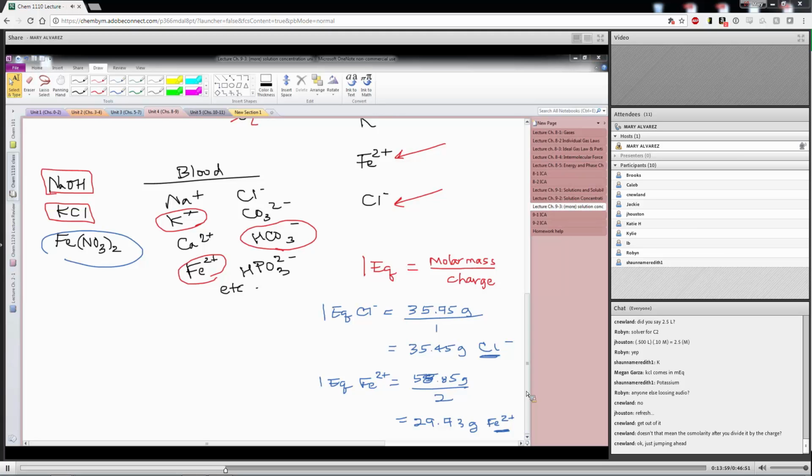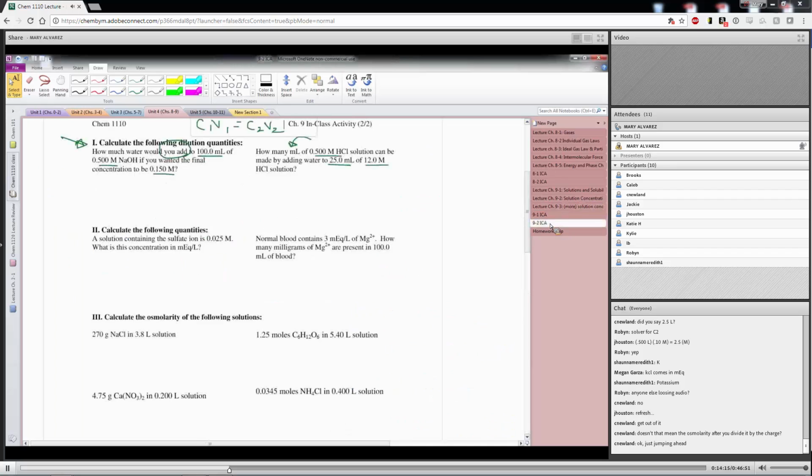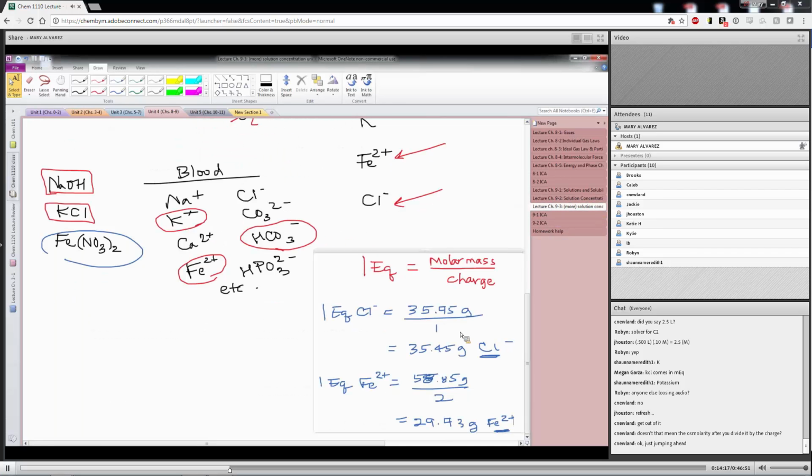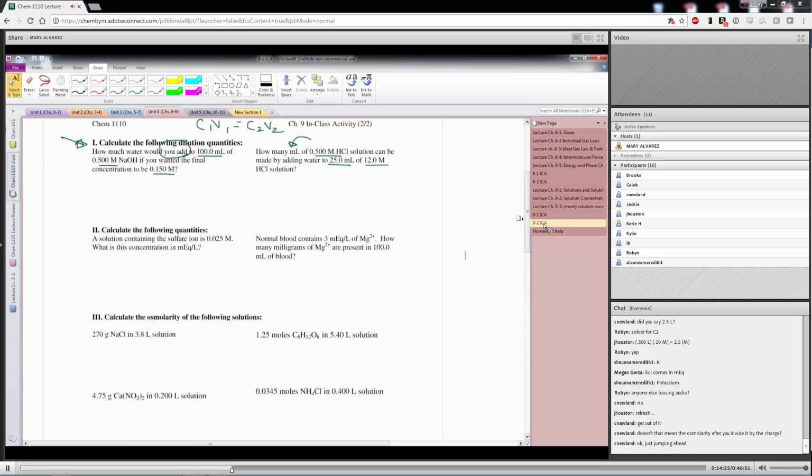Okay, so that's how you calculate equivalence. Then to use this in terms of concentration units, they're going to divide this by an amount of solution. You guys know how to do that with dimensional analysis. So let's do a couple examples like this in your in-class activity sheet. So long as you can remember this formula, equivalent is the molar mass divided by the charge, and your units are in grams, you should be good.